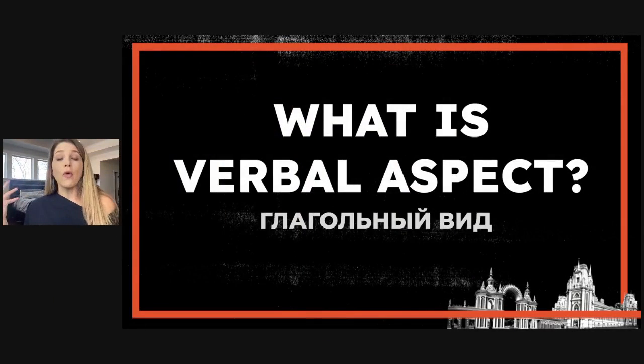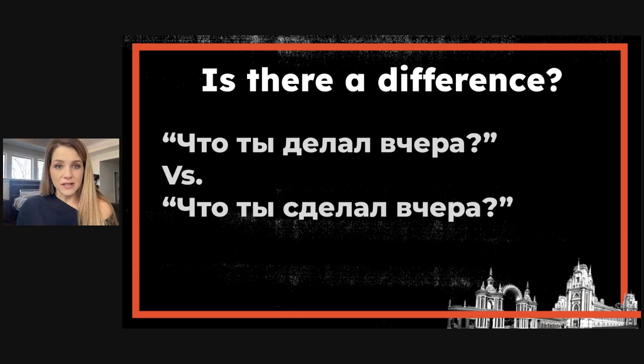So first of all, Russian has this concept called verbal aspect, по-русски глагольный вид. We don't have it exactly in English. Our verb tenses don't line up exactly, but it's what makes these two sentences mean totally different things. So one of them is «Что ты делал вчера» has one meaning versus «Что ты сделал вчера».